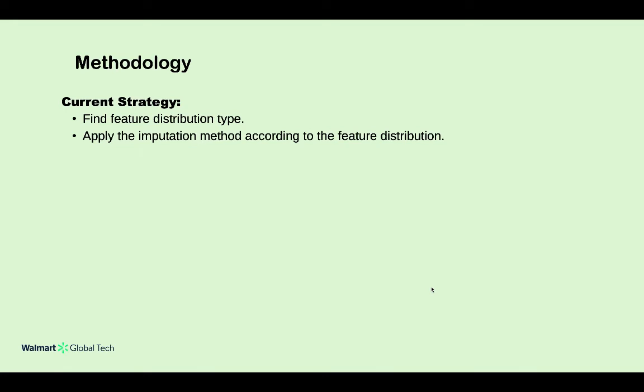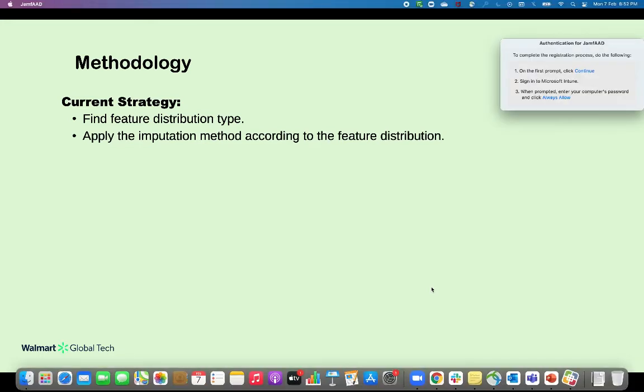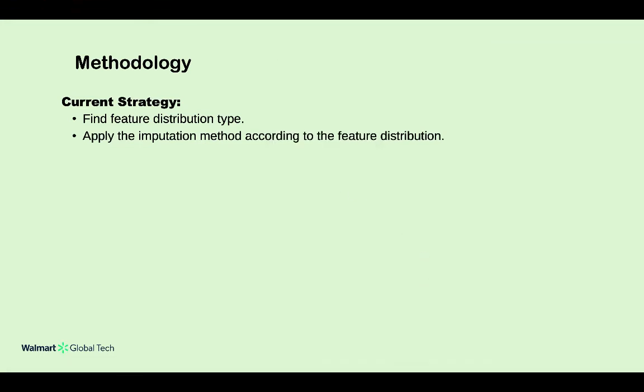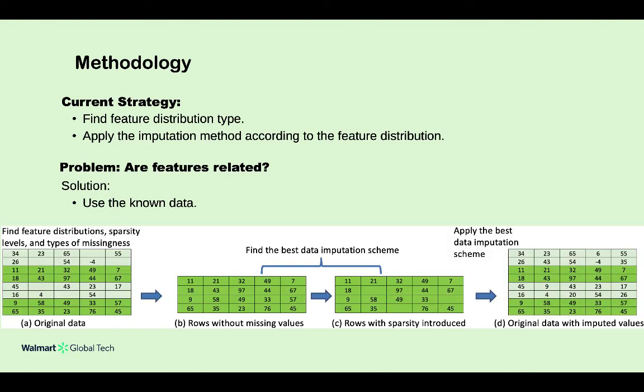So what's the current strategy? The current strategy says that first find the feature distribution type and apply the imputation method according to the feature distribution. However, a problem may arise in case the features are actually related. So how can we solve it? The solution is to use the known data.